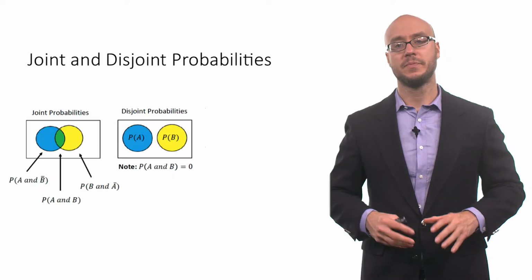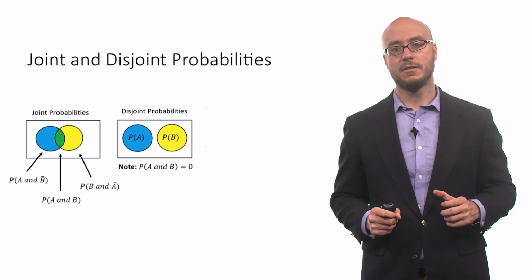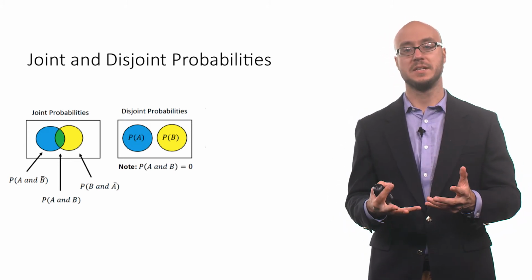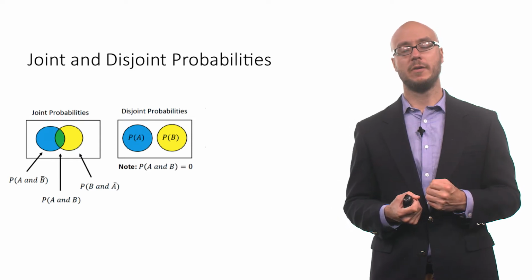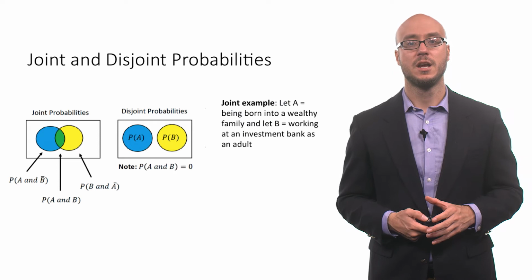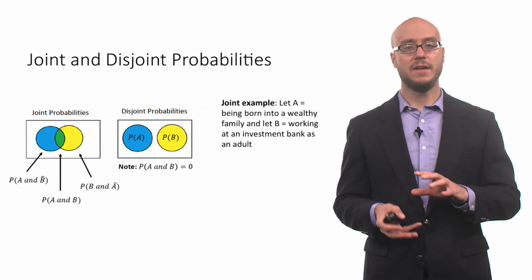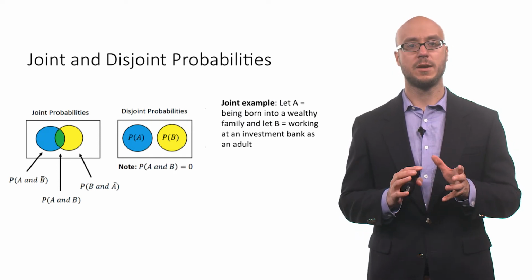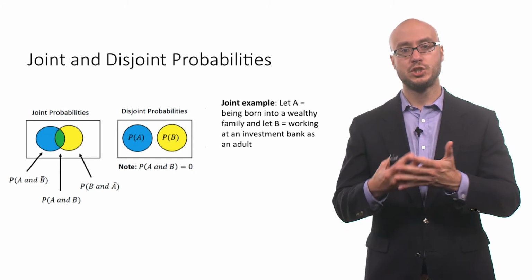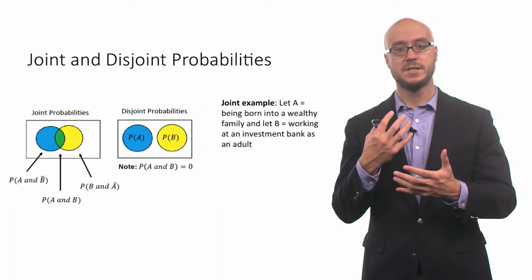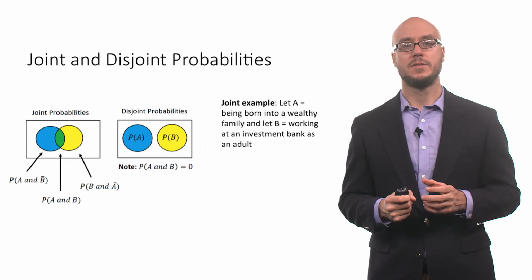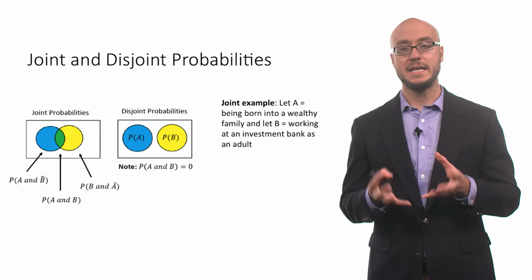Now, when we have a Venn diagram, recall a Venn diagram is just a way of partitioning a sample space to really understand what's going on. We can really visualize joint and disjoint probabilities. So here I've given the joint probabilities and disjoint probabilities for A and B. In this case, the probability of A is given by a blue circle, and the probability of B is given by a yellow circle.